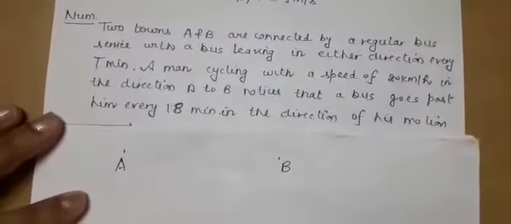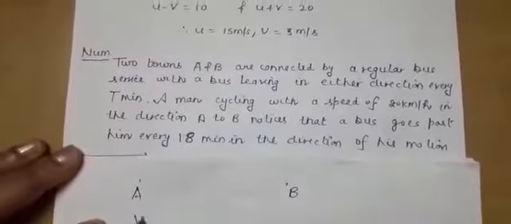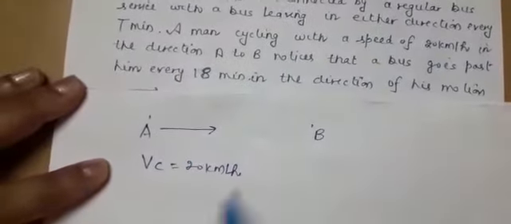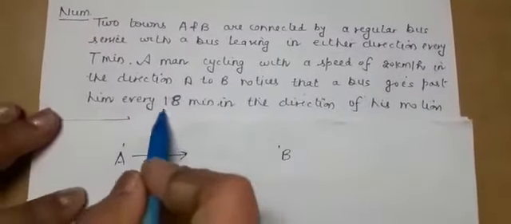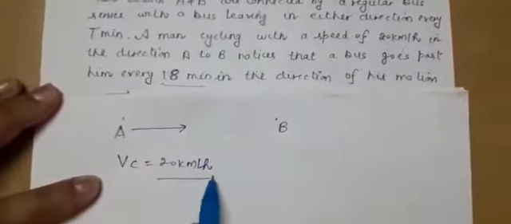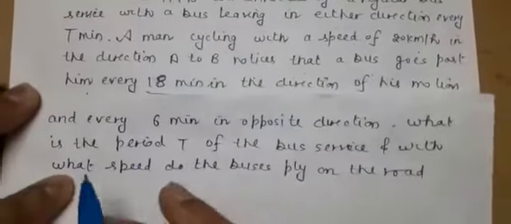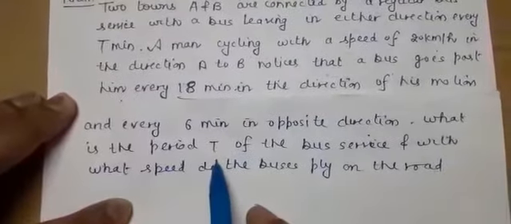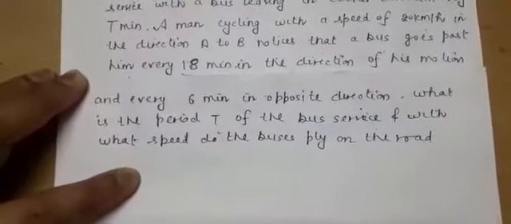After every T minutes, the bus is starting its journey. A man cycling with a speed of 20 km per hour in the direction A to B notices that a bus goes past him every 18 minutes in the direction of his motion, and every 6 minutes in the opposite direction. What is the period T of the bus service and with what speed do the buses ply on the road?